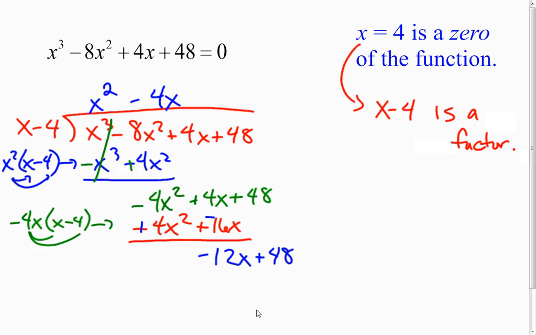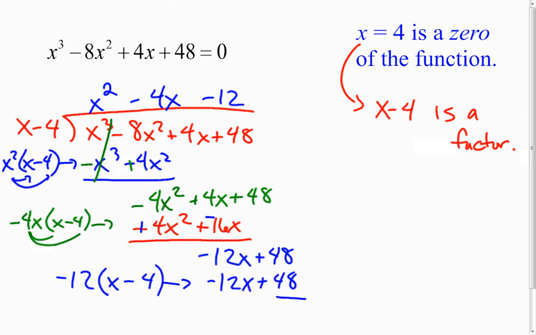Anyway, next term. So again, we have to match up the negative 12x. So negative 12 times x is going to give me negative 12x. So that's going to be a negative 12 up there. Multiply this out, negative 12x plus 48. Hey, it matches up perfectly. That's kind of what we want. To be safe, we're going to change the signs. Sure enough, we get a remainder of 0.